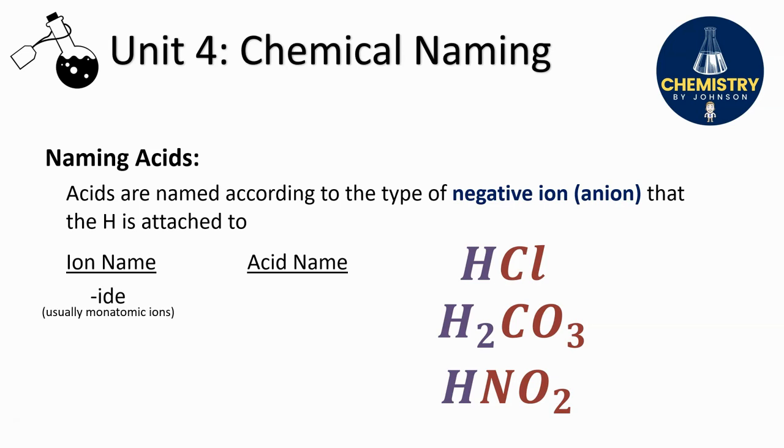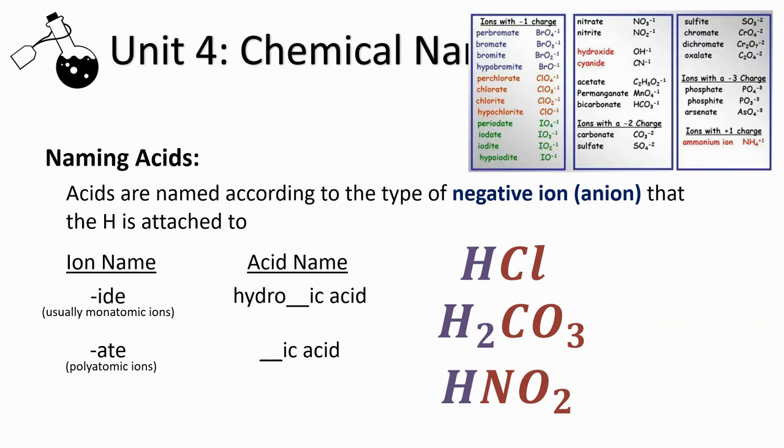If the ion's name, shown in red, ends in IDE, and typically that's for monatomic ions, so single atom ions, you're going to name the acid using this format: hydro blank ic acid. If the ion that the hydrogen is attached to ends in ATE, which you'll see for polyatomic ions, you're going to name the acid with this format. So I'm going to bring up a list of polyatomic ions in the top right at this point so we can use that. But we'll get to the last rule first. If the ion ends in ITE, that's also going to be with polyatomics, then you're going to name the acid using this format. Knowing all that, let's go through these 3 examples of acids and how to name them.